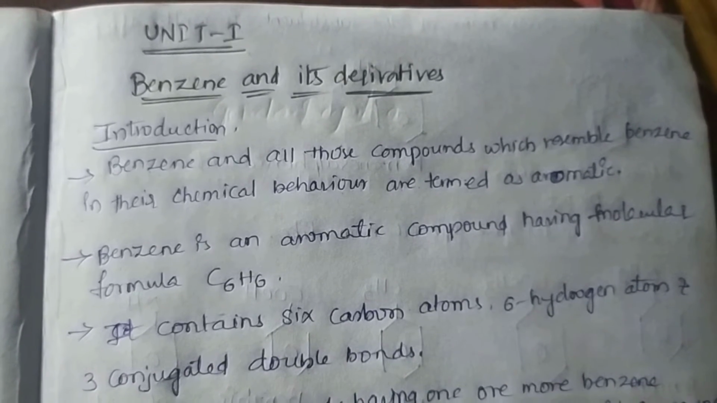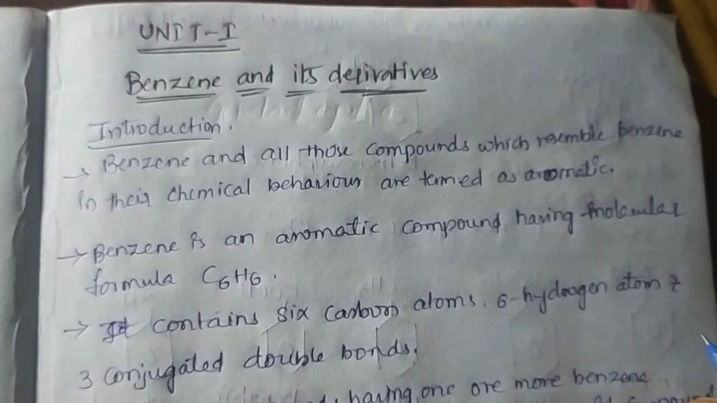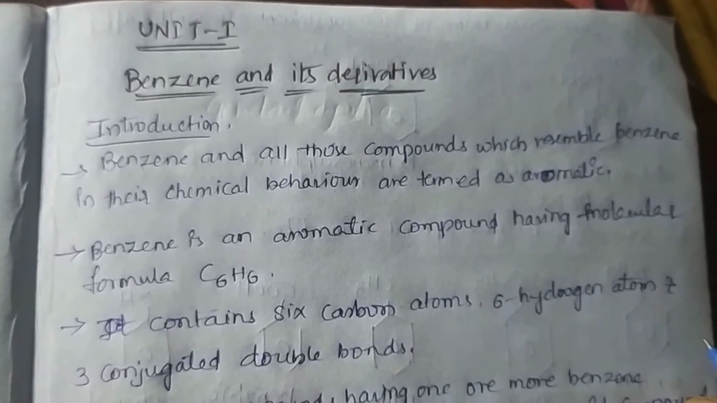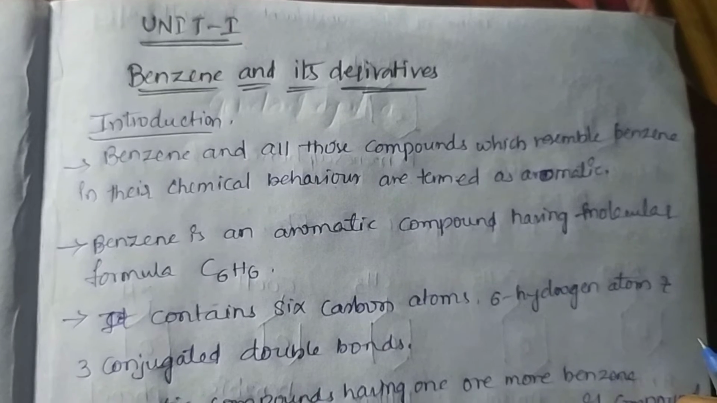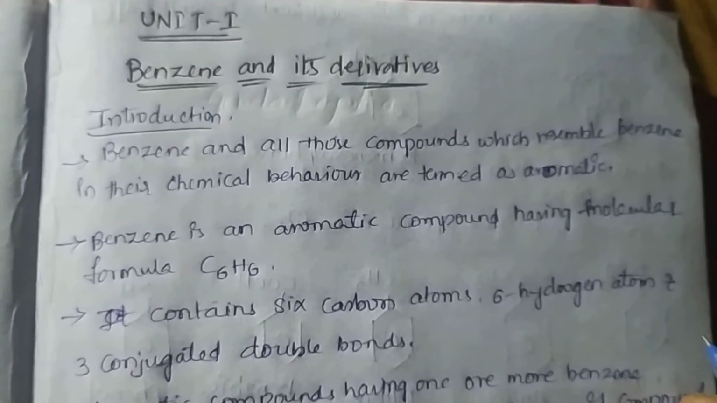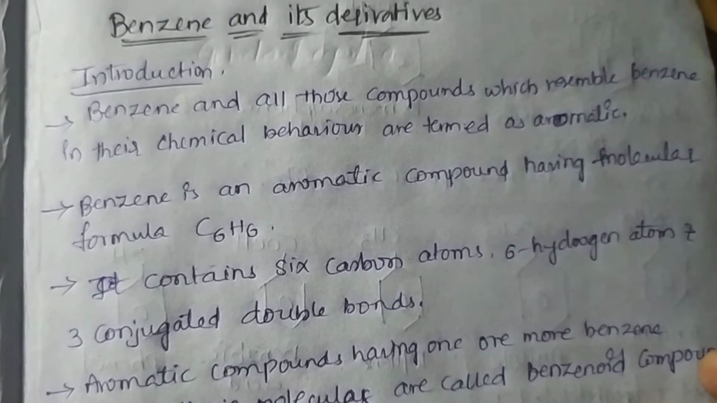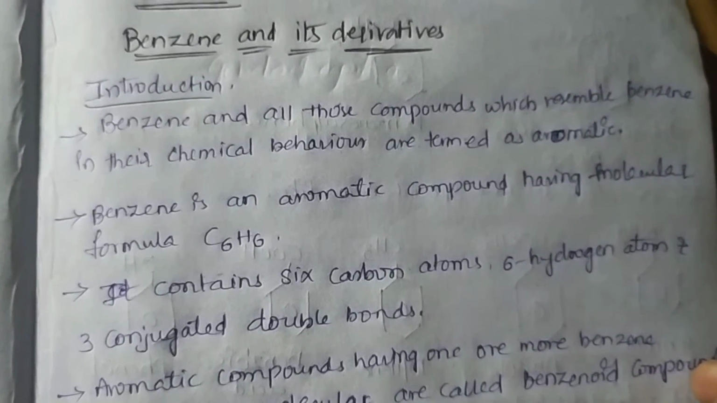Introduction. First the introduction part. As we know, the benzene formula is C6H6. Benzene and all those compounds that resemble benzene in their chemical behavior are termed aromatic. So in this semester we are going to learn about the aromatic compounds, mainly benzene and its derivatives.